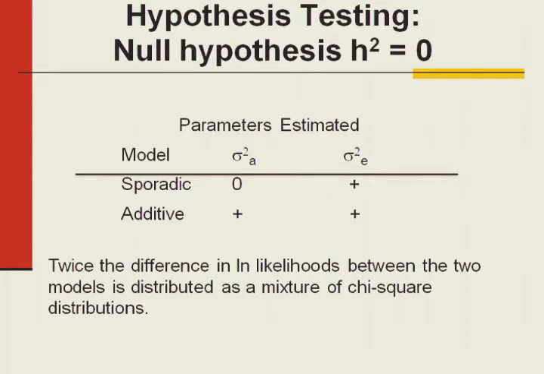Basically, we compare a model where the additive genetic component is estimated to a model where that additive genetic component is forced to 0. And we do a likelihood ratio test. Twice the difference in natural log likelihoods between the 2 models is distributed as a mixture of chi-square distributions. It's a mixture because in the nested model, we're forcing that component to a boundary. 0 is a boundary. Your variance can't go negative.